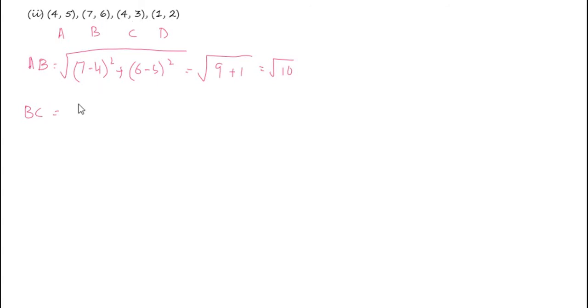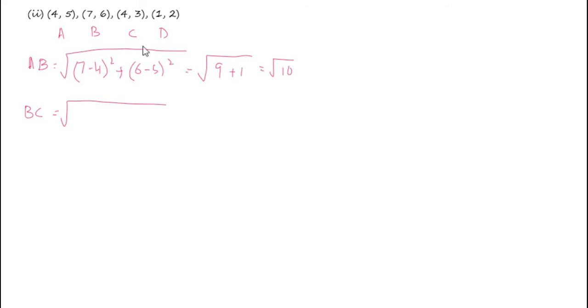Let us find out the length AB. AB is equal to square root of (x2 minus x1), that is 7 minus 4, whole square, plus (y2 minus y1), 6 minus 5, whole square. 7 minus 4 is 3, 3 square is 9, plus 6 minus 5 is 1, plus 1. So this is square root of 10. AB. Now BC. B is x1 y1, C is x2 y2.